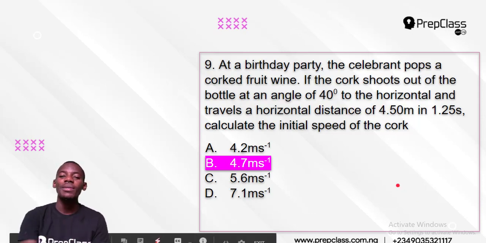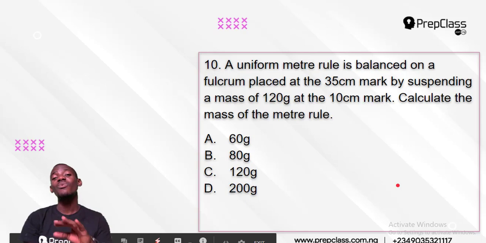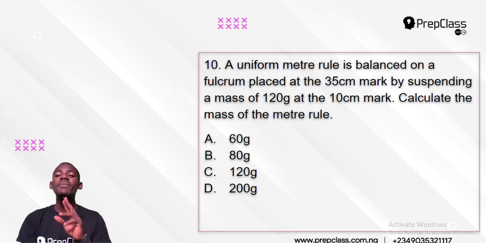Let's check out number 10 now. This is the one that I spoke about at the beginning: moments. A uniform meter rod is balanced on a fulcrum placed at the 35 centimeter mark by suspending a mass of 120 grams at the 10 centimeter mark. Determine the mass of the meter rod.